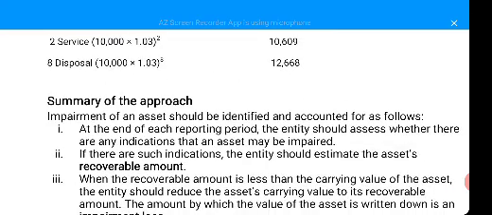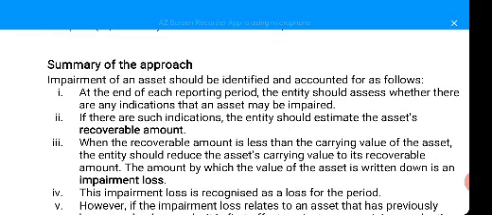Now, the summary of the approach. Now, how we account for impairment. That is why I give all this summary. How we account for impairment. Impairment of an asset should be identified and accounted for as follows. One, at the end of each reporting period, the entity should assess whether there is any indication that an asset may be impaired. So we have two indications.